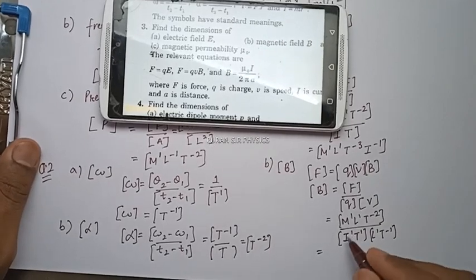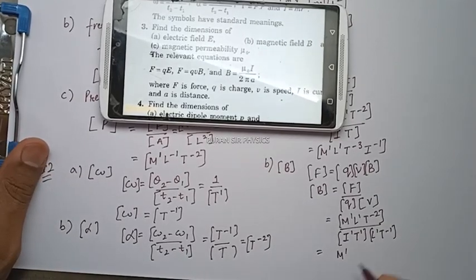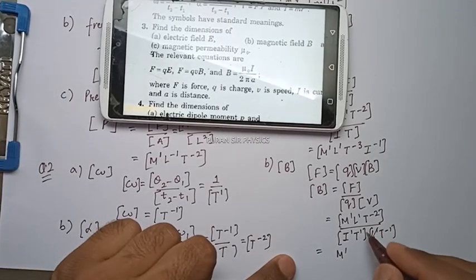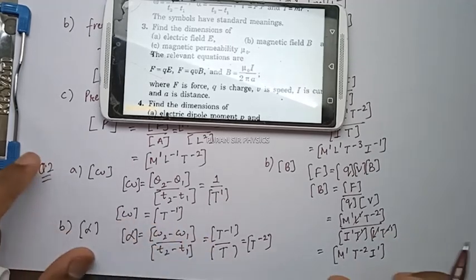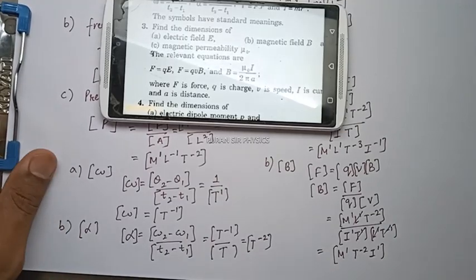So if we club these quantities, we have M raised to power 1, this L will cancel out with this, and this will cancel out with this. So we have T raised to power minus 2, I raised to power minus 1. So this is the dimension of magnetic field.